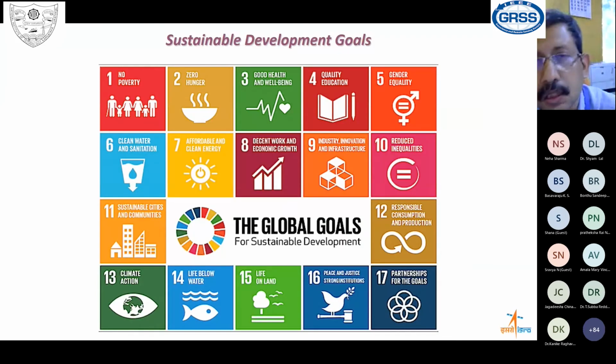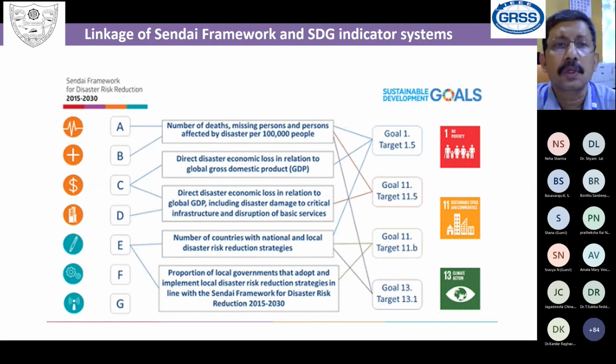And all of these are integrated with the Sustainable Development Goals, which have been formulated by the UN. So if we see the linkages between the Sendai framework and the Sustainable Development Goals indicator systems, so many of the targets of the disaster risk reduction framework, or Sendai framework, are actually integrated into the various Sustainable Development Goals targets, like A, B, C, D, E, A, B, C, D, which are basically to reduce the various economic and disaster losses, are all integrated into Goal 1, Goal 11, and Goal 13.